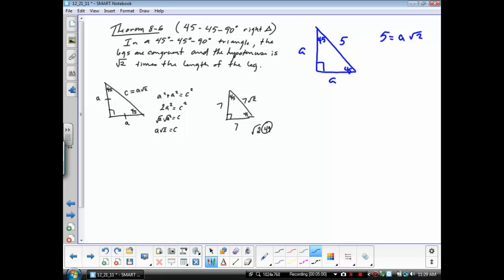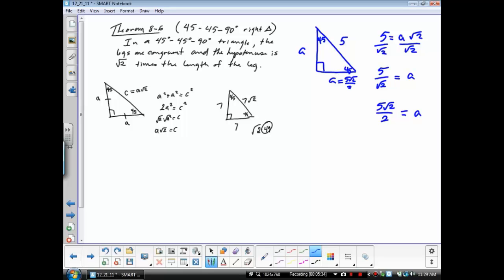So how do I find a? Since the hypotenuse is equal to a times the square root of 2, I would divide by square root of 2. To get my a alone, I'm going to divide both sides by square root of 2. So I have 5 over the square root of 2 equals a. But I have to rationalize that denominator. I can't leave the square root in the denominator. So I have 5 root 2 over 2 is a. And that's what I give as my answer.